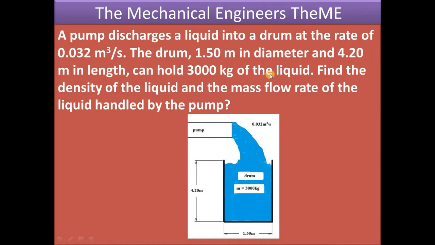So in this question, by using the data of volume flow rate, diameter, length and mass, we have to find the values of density of the liquid and mass flow rate of the liquid handled by the pump. Here, what do you mean by mass flow rate? Mass flow rate is nothing but we have to find for every 1 second how much kg of liquid is being discharged from the pump. And one more thing, the density of the liquid remains constant. That is, the density of liquid when it's flowing through the pump and the density of liquid inside the drum remains the same. To be more precise, the density value is the universal value.